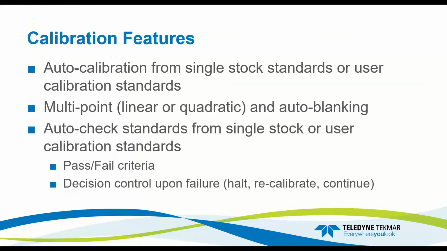So as I spoke about some of these calibration features, there is auto calibration from a single stock standard. You can make, and the system can do it for you, or you can make your own user standards and run them into individual vials. You can do multi-point, linear, quadratic with auto blanking, auto checks, basically the same thing. You can do it from a single stock where the system will do a dilution from a known value, or you can make it your own by using user calibration standards.